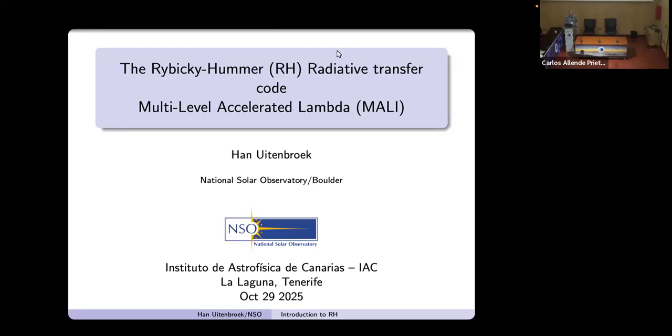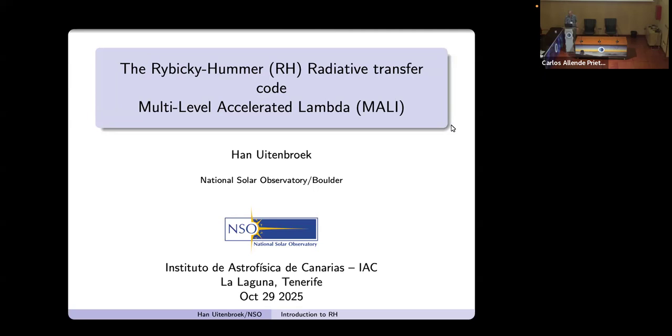I'm really enjoying that. So I will take you through the basic things of the RH code. It's not radiative transfer by Han, as some people have suggested, but it stands for the Rybicki-Hummer multi-level accelerated lambda iteration method that I've implemented in this code. And that's a method that is used for non-LTE radiative transfer. Now, the code can also do LTE if you want to, but we will get to all the things it can do a little bit later.